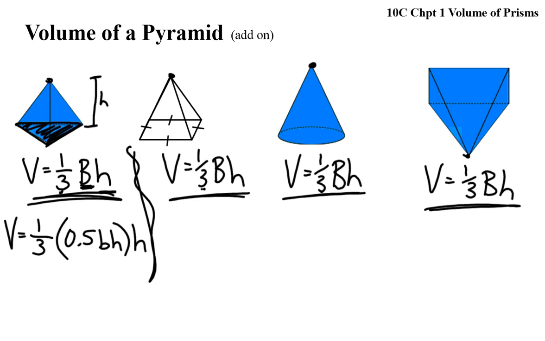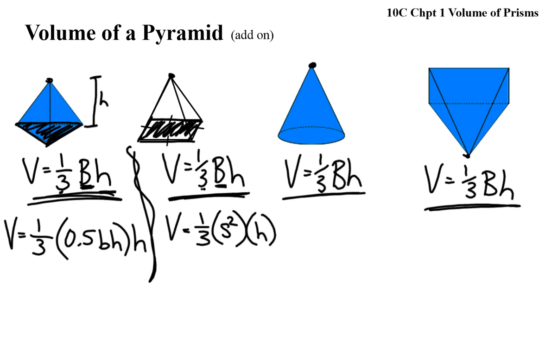The next one, we don't want big B to work with. This is just our thinking step. We see the ticks tell us it's a square base. So the volume would be 1/3 times S squared, because that's a squared base area calculation, times the height of the pyramid.